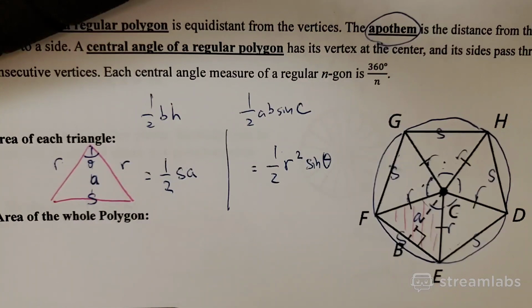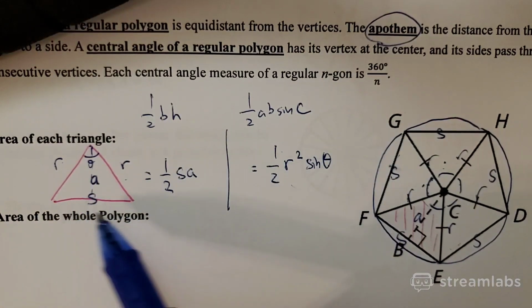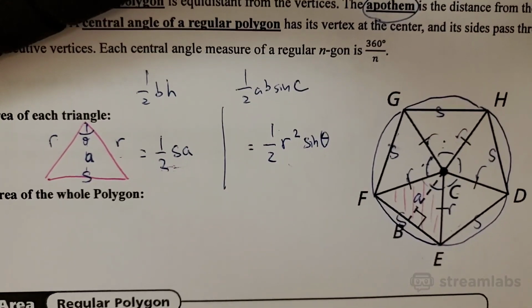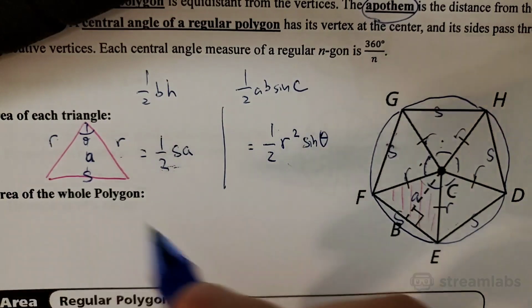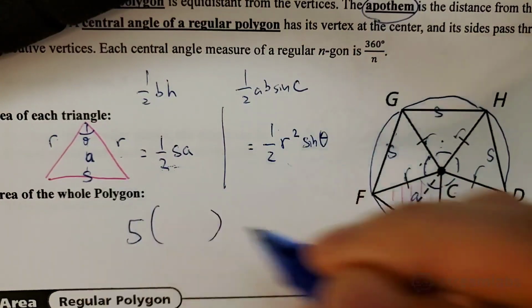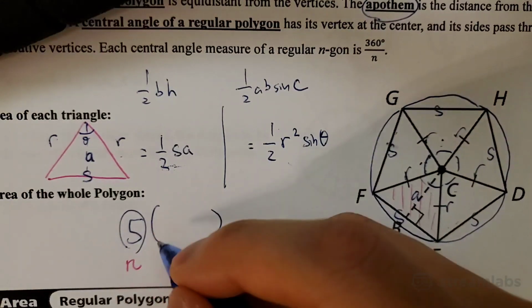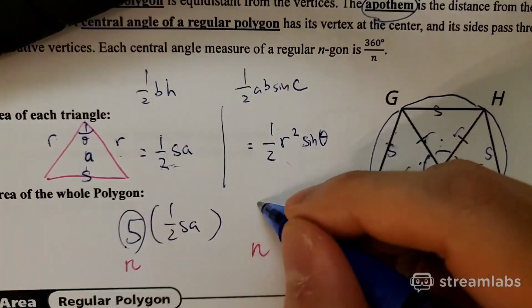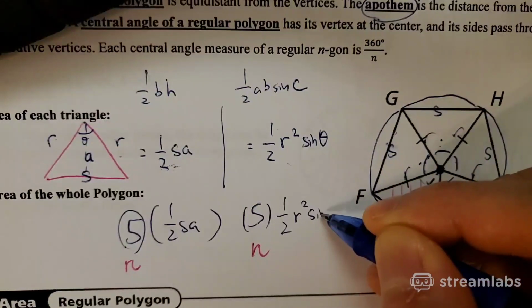They're both giving you the same answer, whatever is more convenient. If you have the radius given, then you can use this one. If you have the base given, usually it's easier to use this one. Regardless of which method you use, eventually you need to multiply by 5. So the area of a whole polygon is either 5 times, in this case, this part, depends on how many sides you have, 1/2 SA, or n times, or in this case 5 times, 1/2 r squared sine theta.